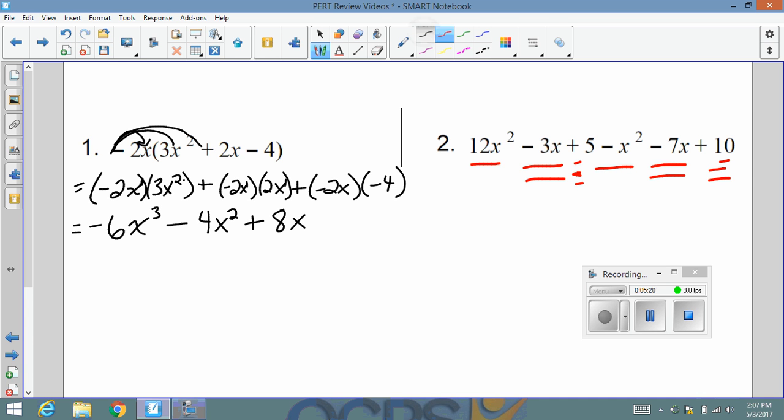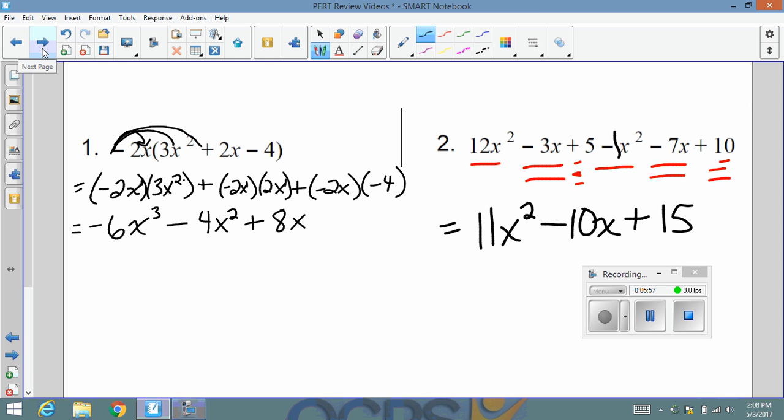So now I'm just going to combine. So 12 minus 1 is 11. It stays x squared. So when I'm adding and subtracting with my variables, my exponents do not change. It's when I'm multiplying that they do. Negative 3x and negative 7x, both negative, so I add and keep the sign. And then 5 plus 10 is 15. So just combine my like terms. Be careful with your positives and negatives there.